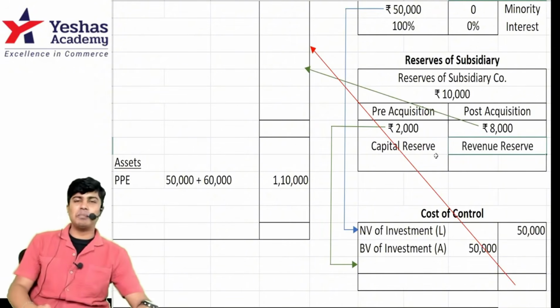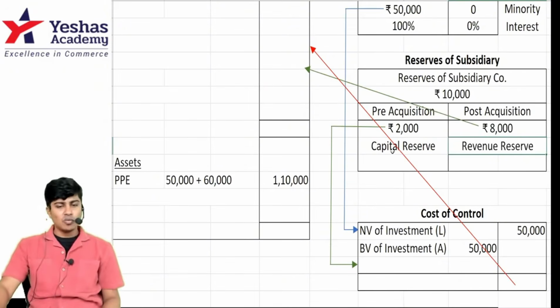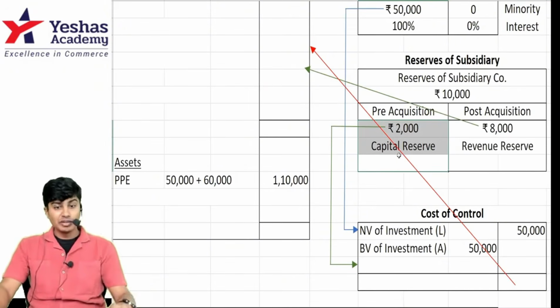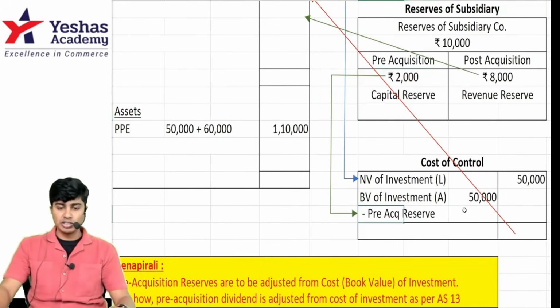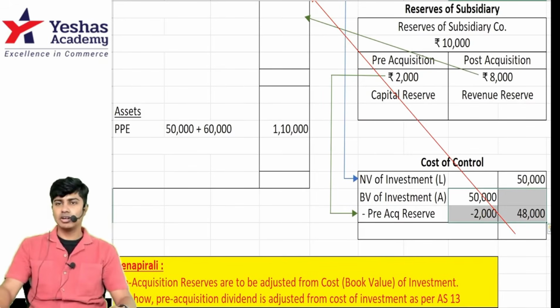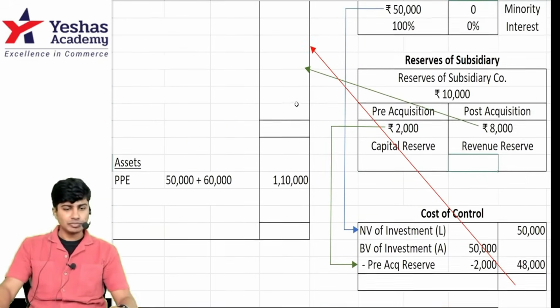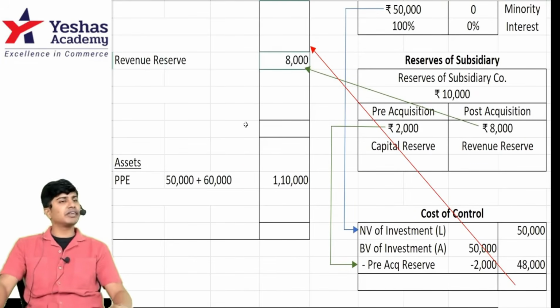So 2,000 capital reserve, 8,000 revenue reserve. What to do with capital reserve 2,000? Deduct it from book value of investment cost. So 50 minus 2 is 48. Got this? This 8,000 revenue reserve will go to the consolidated balance sheet directly. I'll write revenue reserve 8,000.